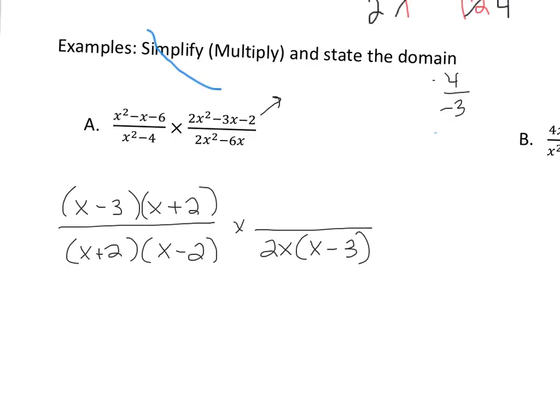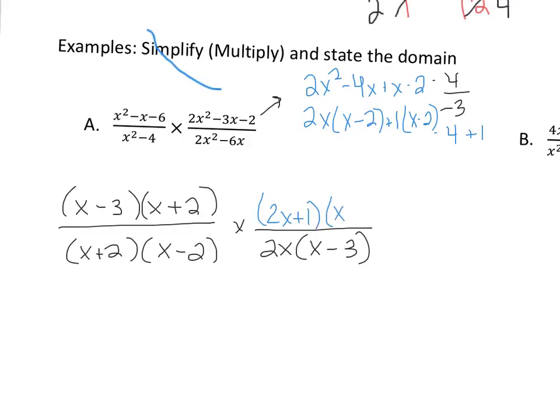So those factors are going to be -4 and +1. So I could break up that middle term: 2x squared minus 4x plus x minus 2. Factor it. So I have (2x + 1)(x - 2). All right, now I can cancel diagonally and up and down.